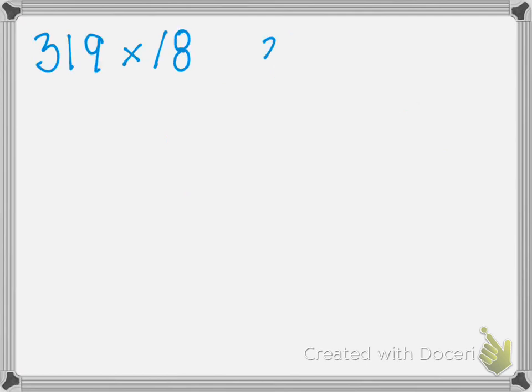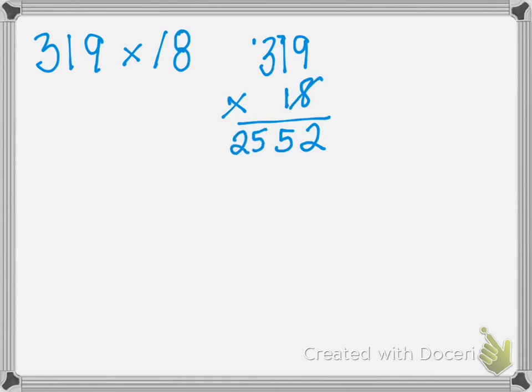Let's try another one. 319 times 18. The bottom number is the one that's going to do all the work. First we start in the ones place. 8 is going to have a turn with 9, with 1, then with 3. 8 times 9 is 72. 8 times 1 is 8, plus 7 is 15. 8 times 3 is 24, plus 1 is 25. We're done with the 8.